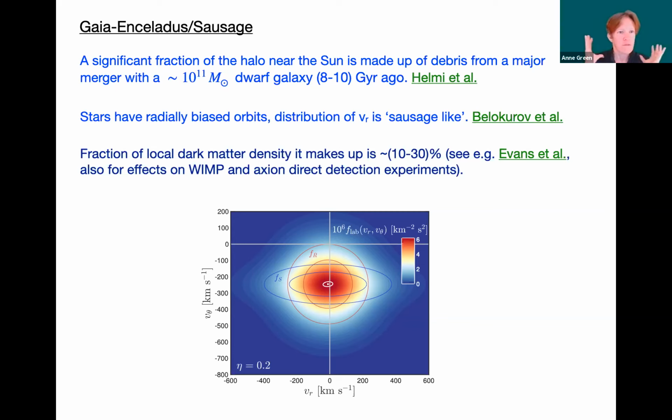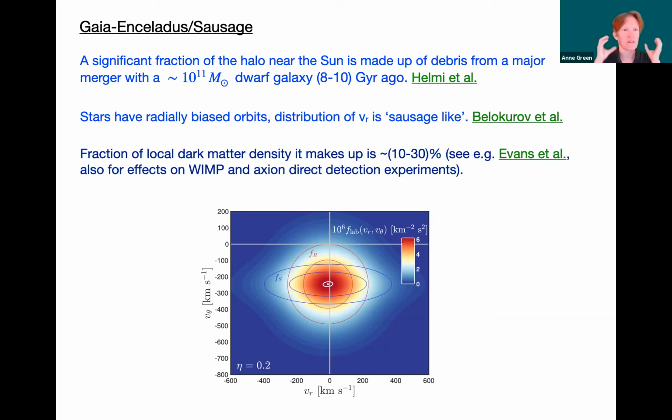So observationally, what you can see is not the dark matter, it's the stars that have come in with this dwarf galaxy. Those stars have radially biased orbits, meaning that the component of their velocity in the radial direction is typically bigger than the component in the angular direction. This is a heat map of a simple model, radial velocity and theta component. For a nice smooth spherical halo, the contours would be spherical, but for the sausage, the contours are elongated in the radial direction. Hence the name Gaia Sausage.